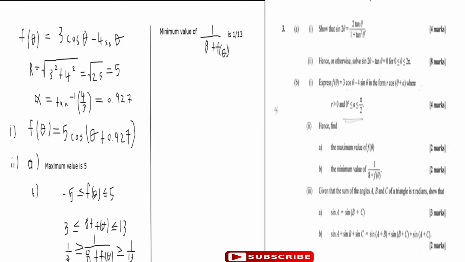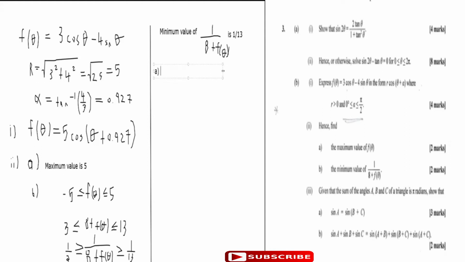Part C is saying that given that the sum of angles of a triangle is pi, show that the sine of A is equal to the sine of B plus the sine of C. Now, first thing I want to start with is that A, B, and C are angles of a triangle. So let's work this out.